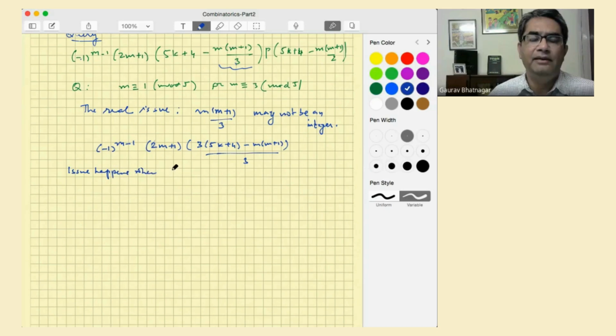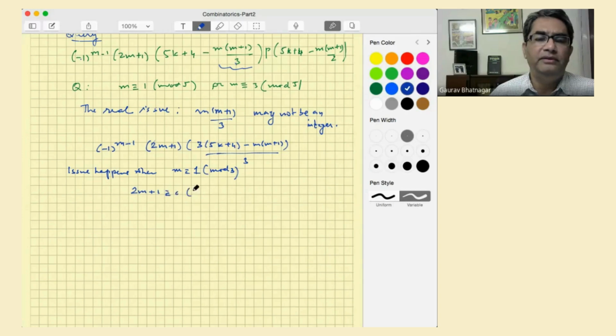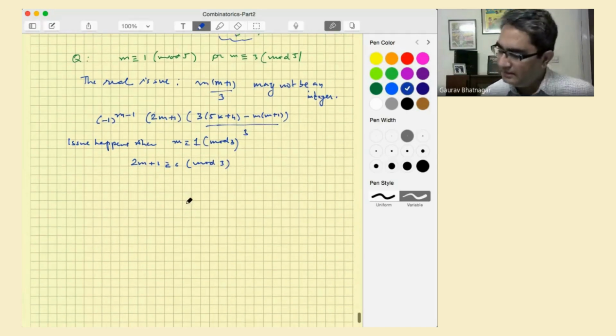when m is congruent to 1 mod 3, because then this is not a division. This does not divide by 3. This is 1 into 2, right? So this is a problem. But then in that case, this 2m plus 1 is congruent to 0 mod 3. Okay, and the other is this.